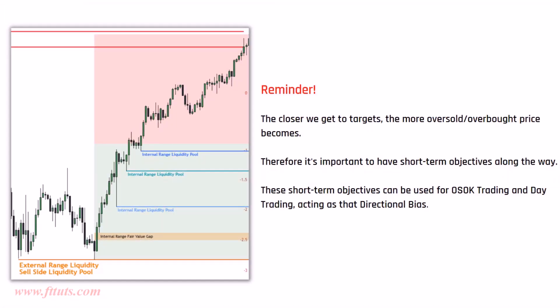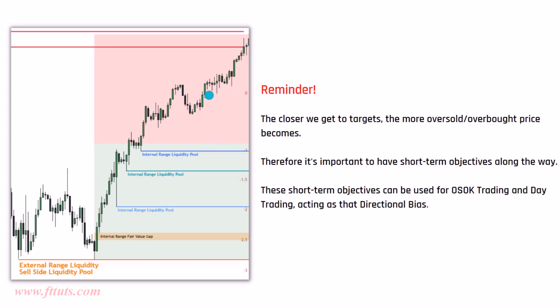So a reminder, the closer we get to targets, the more oversold or overbought price becomes. Therefore, it's important to have short-term objectives along the way. These short-term objectives can be used for one-shot one-kill trading and day trading, acting as that directional bias. So just because it's trading under the context of the long-term high doesn't mean we're going to have a flash crash and trade there within 1 or 2 days.